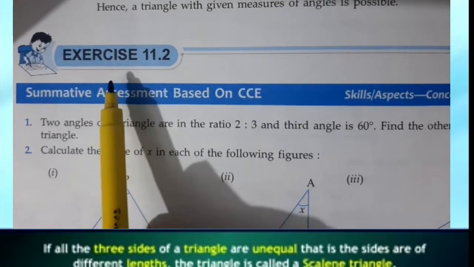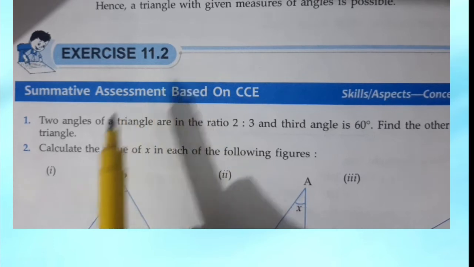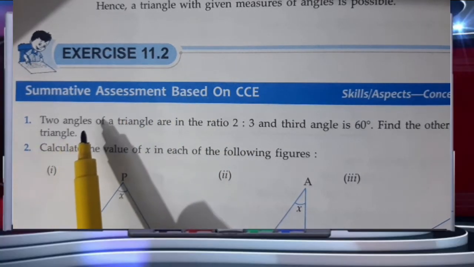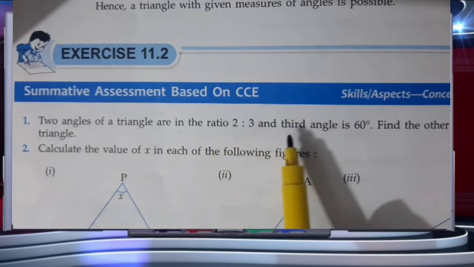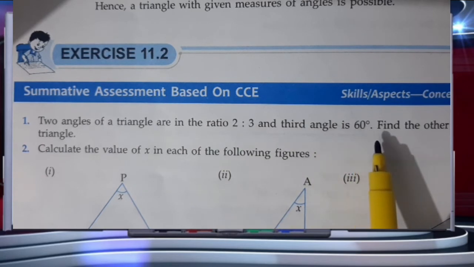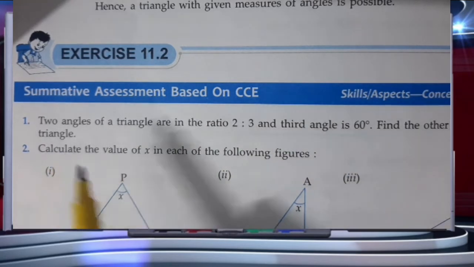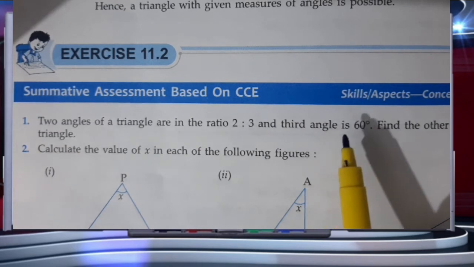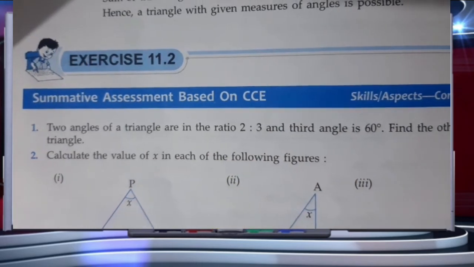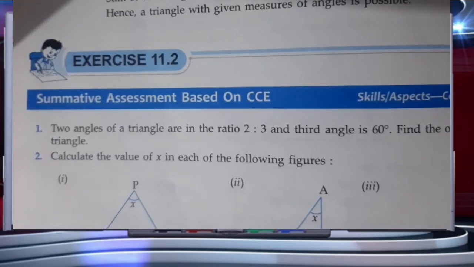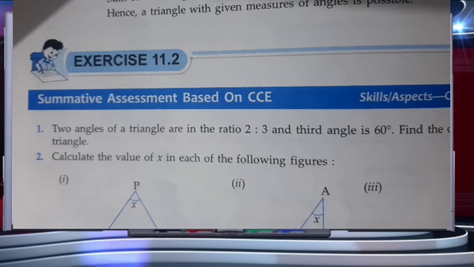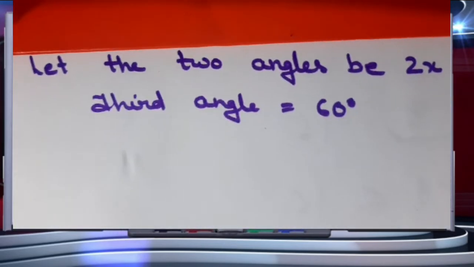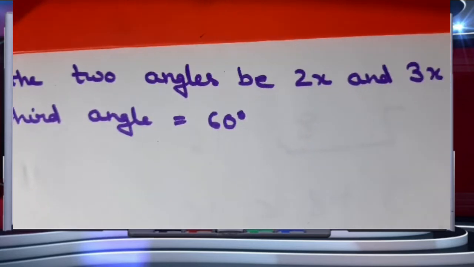Now let us start with exercise 11.2. Question number 1. Two angles of a triangle are in the ratio 2:3 and the third angle is 60 degree. Find the other two angles of the triangle. See students, here one angle is given, 60 degree, and the other two angles are given in the ratio 2:3. So first of all we will remove this ratio sign. To remove this ratio sign, you put an unknown like x, y, z. It is your wish. So here let the two angles of the triangle be 2x and 3x.